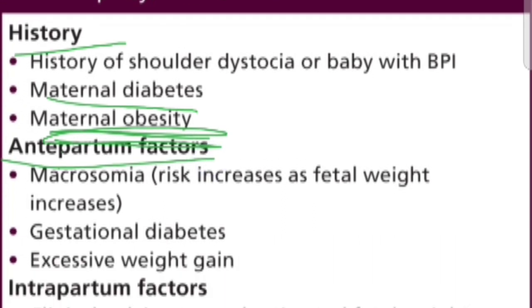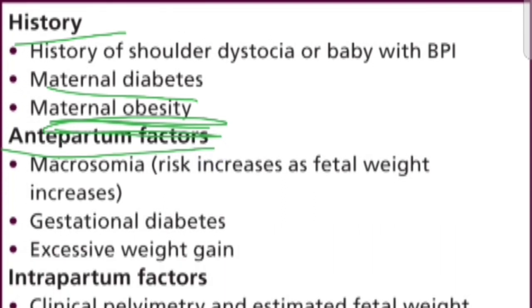Antepartum factor is nothing but during the pregnancy when the baby is growing. At that time, if the baby is growing too much, that is macrosomia, a big baby size, that can lead to shoulder dystocia. If the mother has any underlying condition and excess weight gain, definitely.